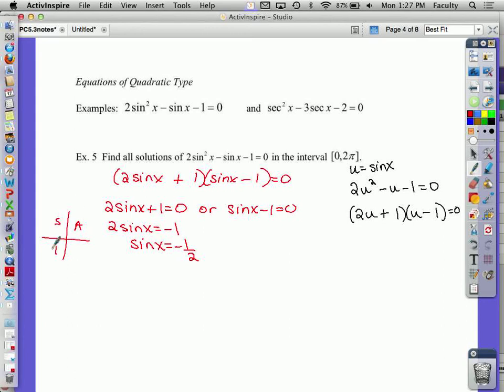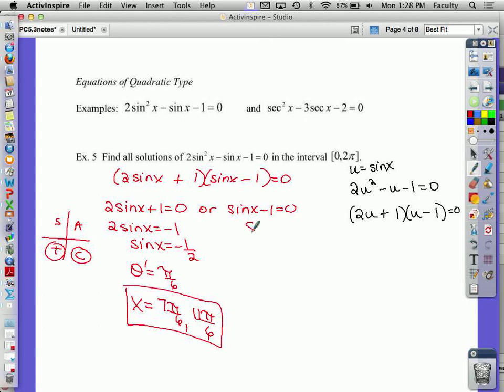All students take calculus. This will be the third and the fourth quadrant. I have a reference angle of pi over 6. So x is 7 pi over 6 and 11 pi over 6. Sine x equals 1. That's on my circle, and that's pi over 2. So there are 3 answers from 0 to 2 pi.